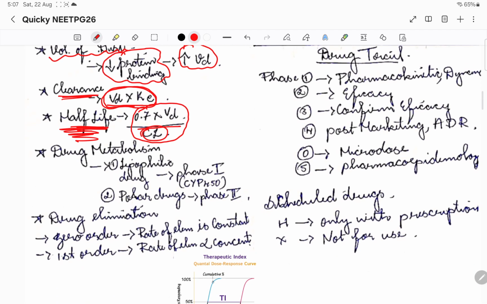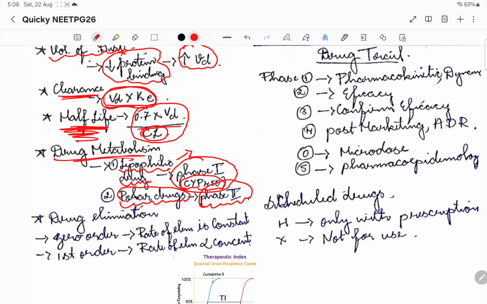Then coming to drug metabolism. If it is a lipophilic drug, meaning a fat-loving drug, then it is going to undergo a phase 1 reaction. Phase 1 reaction is how the drug is going to get metabolized in the liver, that is the CYP 450 mechanism, which is how lipophilic drugs get metabolized, whereas polar drugs, which are non-lipophilic, will be metabolized by a phase 2 type of reaction. Got this? The drug metabolism.